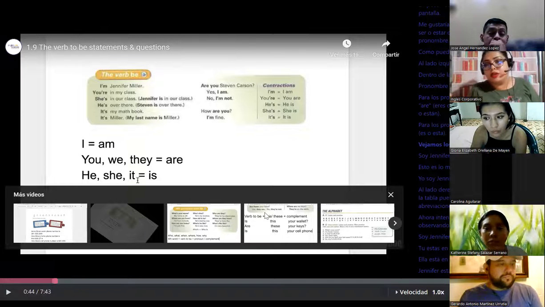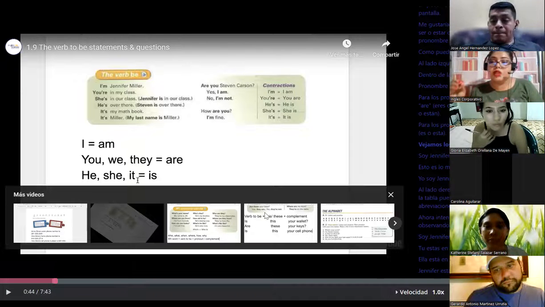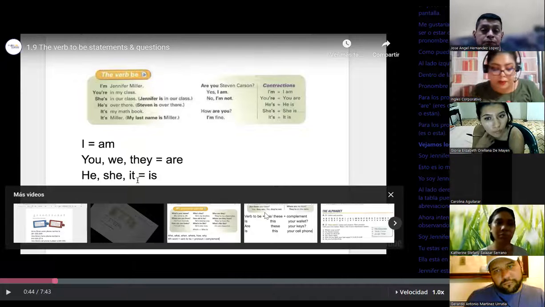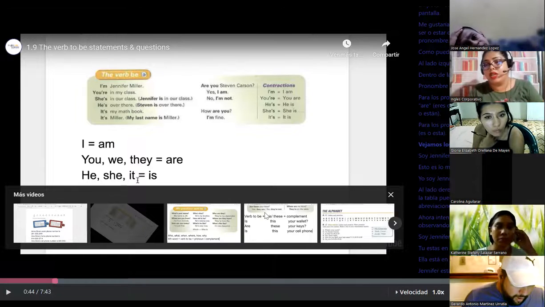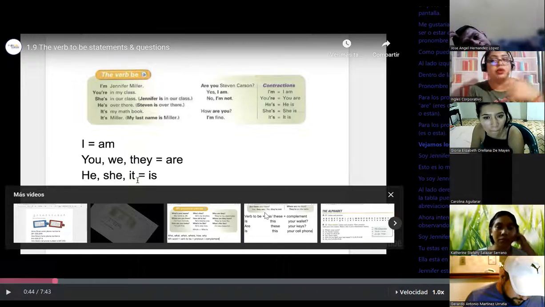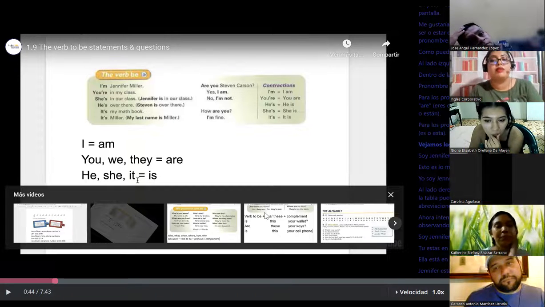We're going to use the pronouns and also we are going to use the verb be, that is the best option for every pronoun. Aquí ya conocemos los pronombres. Nosotros ya hemos visto los pronombres. I, you, he, she, it, we, you, and they. Entonces, en este caso, tenemos el verbo to be, que como les decía, es el centro de nuestra información.